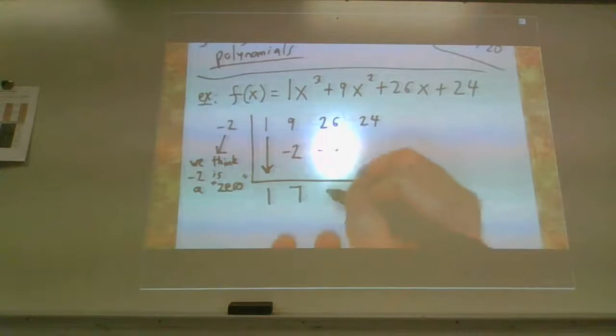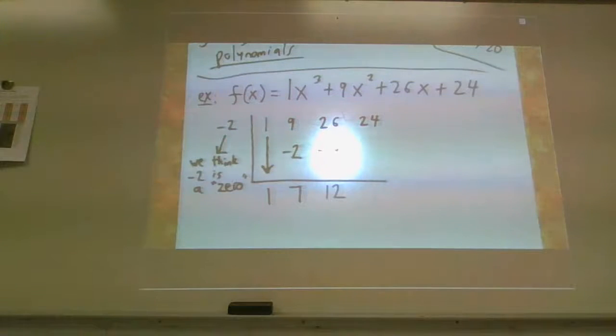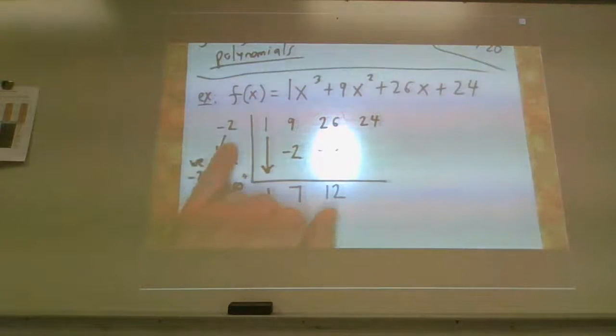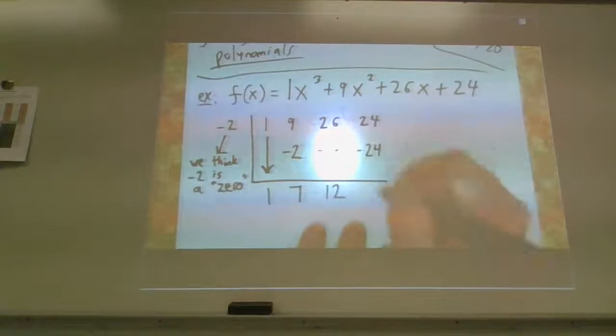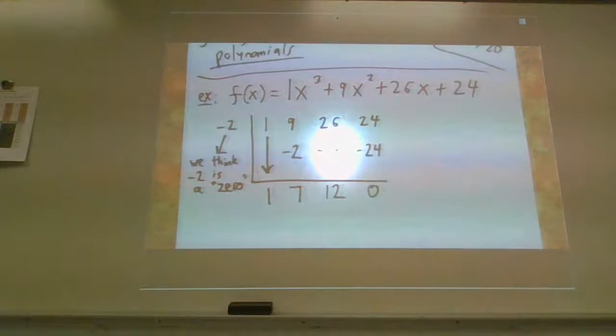I'm going to add vertically, and I get a 12. I'm going to multiply by that negative 2 again. I'm going to add vertically, and yes, indeed, we get a 0. That 0 means everything right now. That 0 does so many different things.